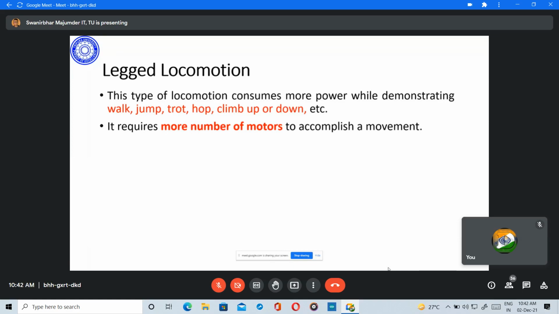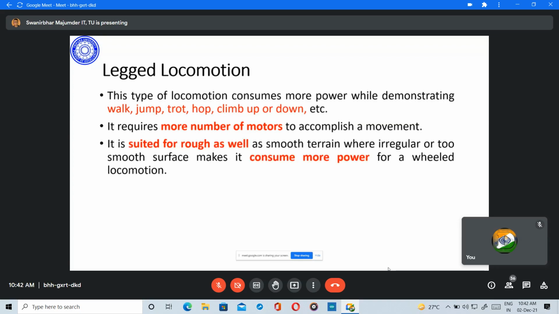So for these movements you need motors, and it may be suited for smooth terrain, rough terrain. It may consume more power for wheel locomotion compared to that, because sometimes if you have a legged, then it is for rough kind of things. जैसे कुछ अप हिल टाइप का है, उसको ऊपर से पैर लेके क्रॉस करना है. सो अगर सिंपल व्हील्ड है तो नहीं होगा. दैट वाज द मेन रीजन.